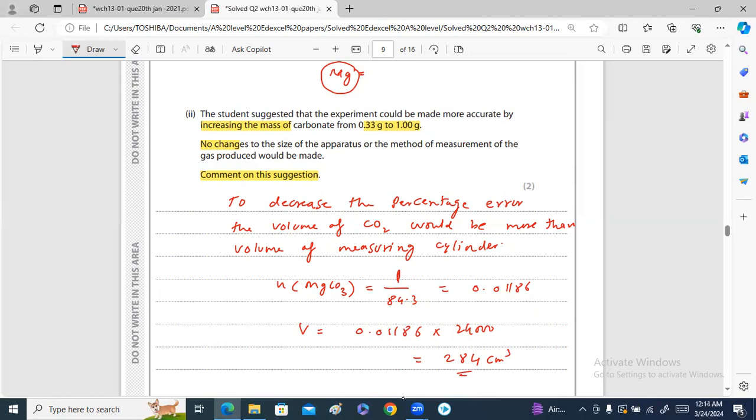So if we increase the mass, no doubt that will decrease the percentage error, but it will produce more carbon dioxide, which is more than the measuring cylinder can hold.